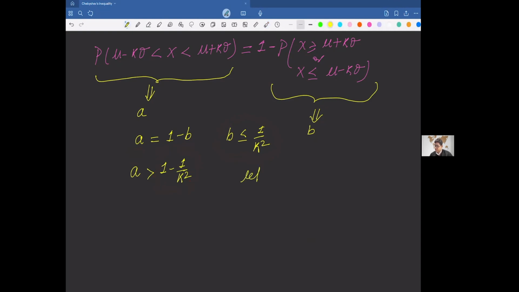Fine. Let's say if I write 1 by k square is equal to 0.1. So what I mean to say is B is less than equal to 0.1, that is 1 by k square.